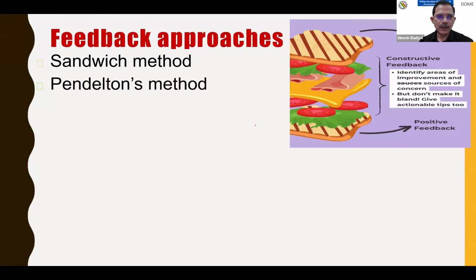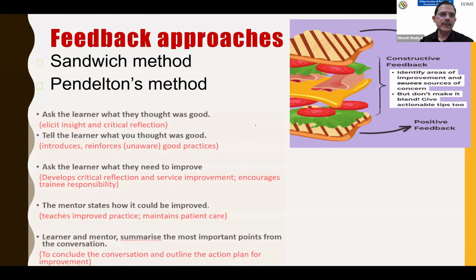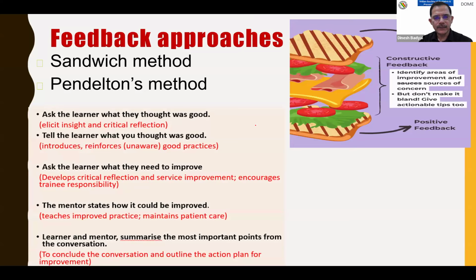Another is the Pendleton model, which is: ask the learner what they thought was good. Let them first tell, and then you add to that. Tell the learner what you thought was good, and you add on to that. Second cycle: again, ask the learner what they would need to improve. First ask them, and once they have told you, you add on to that. The mentor states how it could be improved. And in the last, you summarize, and there is a take-home message for each learner. That is the Pendleton method. Both are very well-tested models.